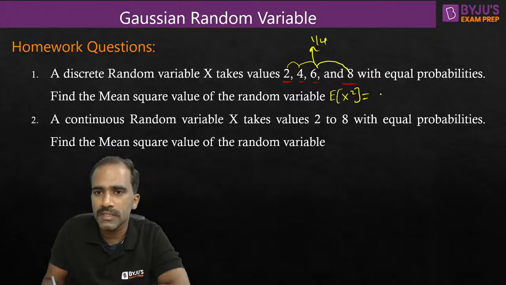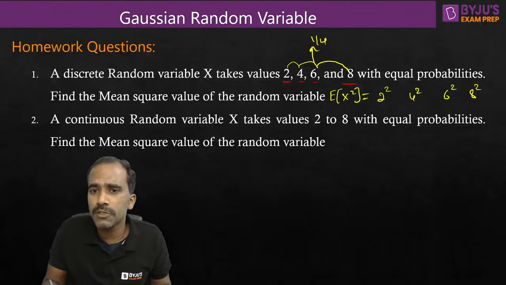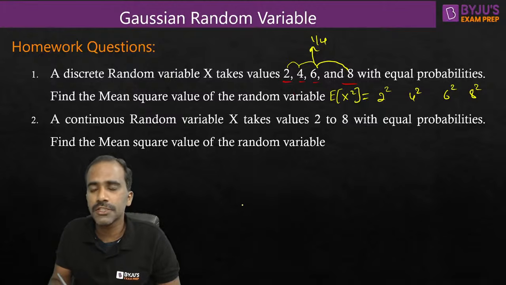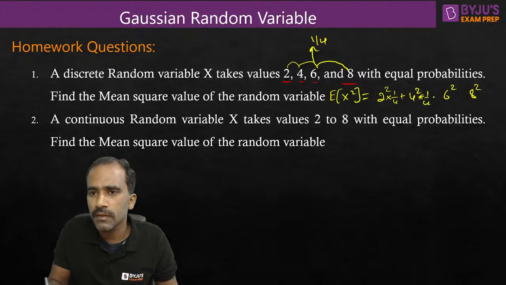So what are the possible x square values? 2 square, 4 square, 6 square, and 8 square. These are the possible values for x square. These values we want to average. How do we average? Expectation is nothing but weighted average. What are the weights for 2 square? 2 square happens with the probability of 1 by 4, or the weight of 2 square is 1 by 4. Weight of 4 square is also 1 by 4. Weight of 6 square is also 1 by 4. Weight of 8 square is also 1 by 4.